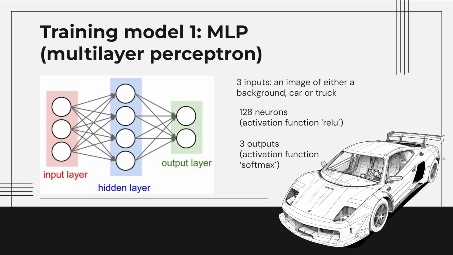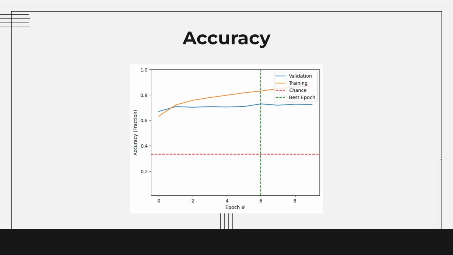In our model, the three inputs will be images of either a background, a car, or a truck. The hidden layer consists of 128 neurons activated by the ReLU function. The model then produces the three outputs based on whether it thinks the image is a background, a car, or a truck. And the training accuracy of our data was approximately 87%, and the validation accuracy was around 72%. As you can see, there is a bit of overfitting happening in our model.